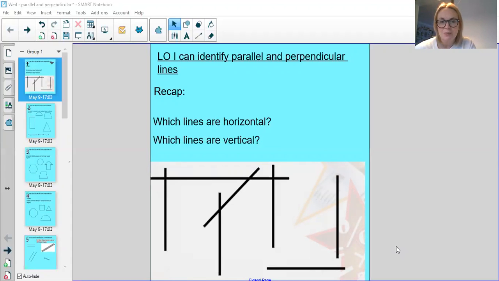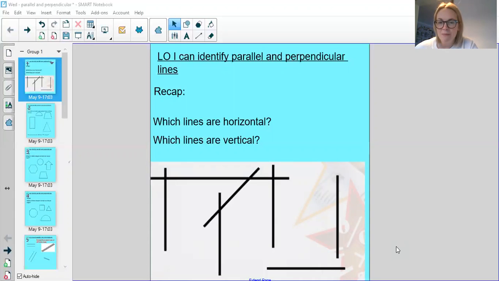Now, first of all, which of these lines are horizontal? Which of these lines are vertical? So I'd like you to pause the video, either talk to someone if there is someone there working with you, or just do it by yourself, point to the lines on the screen. Okay, and I will tell you the answer in a moment.